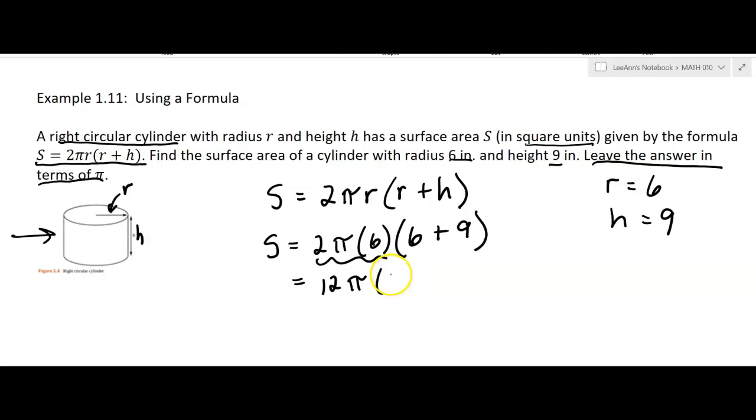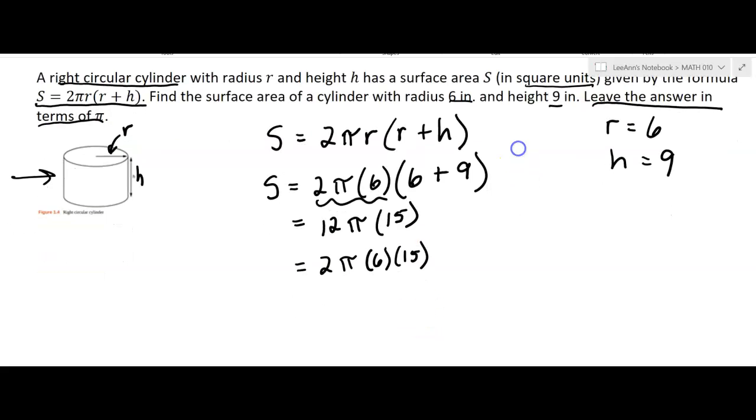And then 6 plus 9 is 15. I don't want to do that. In fact, I'm going to rethink this. I'm going to make it 2 pi, 6, times 15. And I don't think I like that either. Okay, that's okay. I was thinking there was going to be an easier way to do the multiplication. And these are all S. This is all the surface area here. All right.